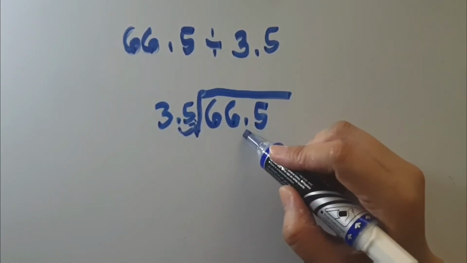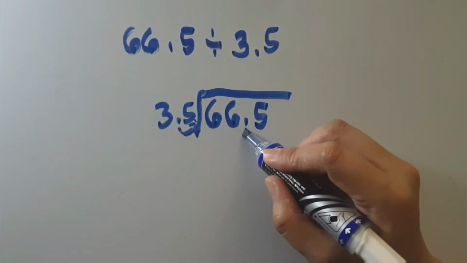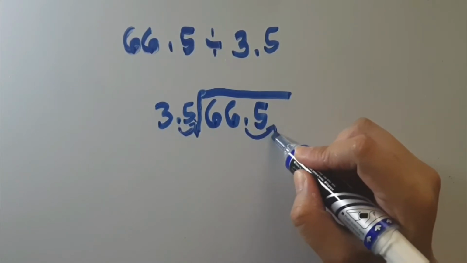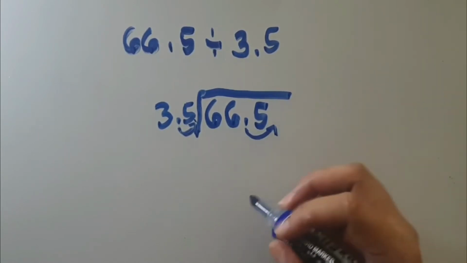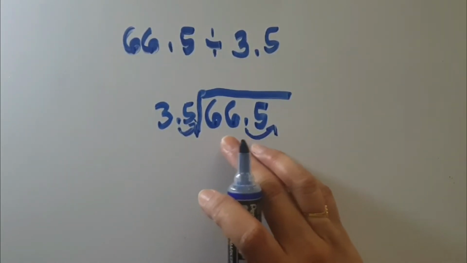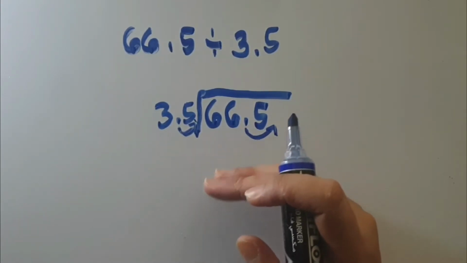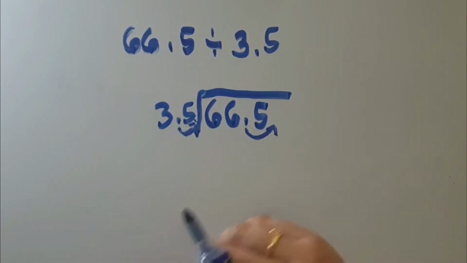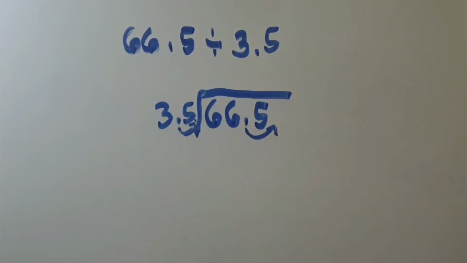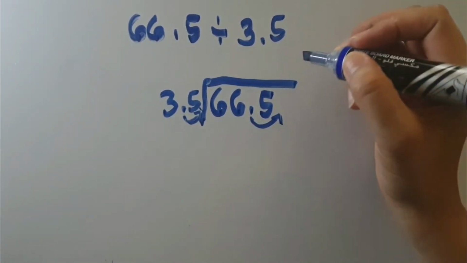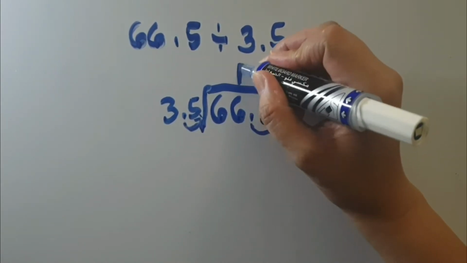So, we will do the same thing with our dividend. We will move it once to the right also because we did it with our divisor. Now we have here 665. So, our number now is 665 divided by 35. And then we will just divide it just like how we divide whole numbers. In this case, we'll start with 66. 66 divided by 35 is 1. So, since we use 66, the last digit is this 6. So, we'll write 1 there, up.